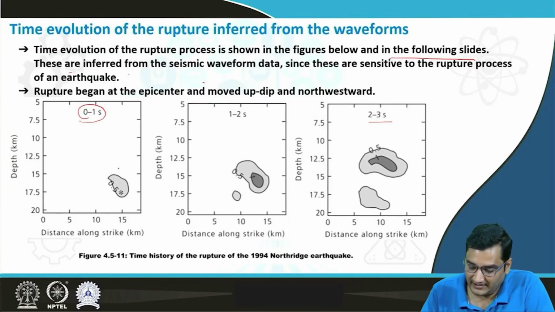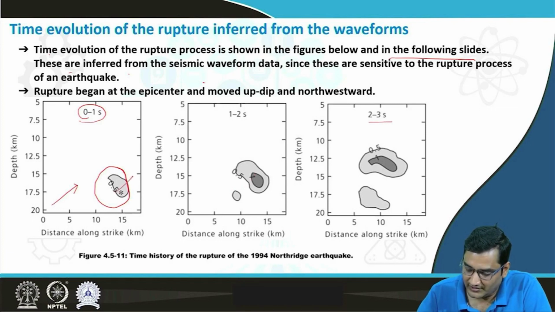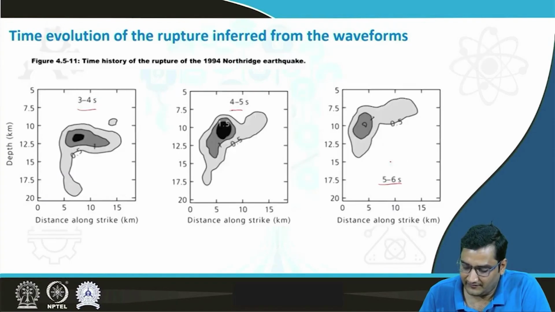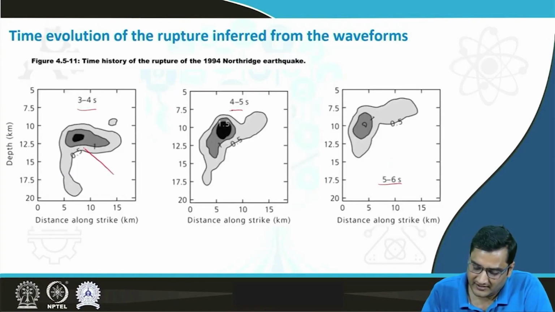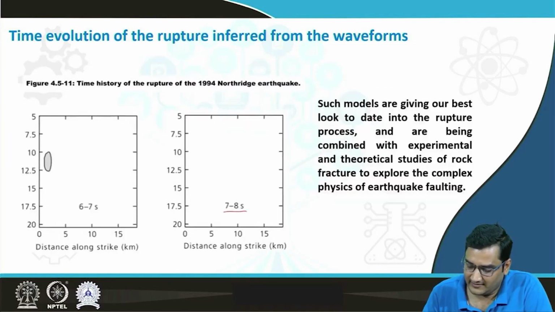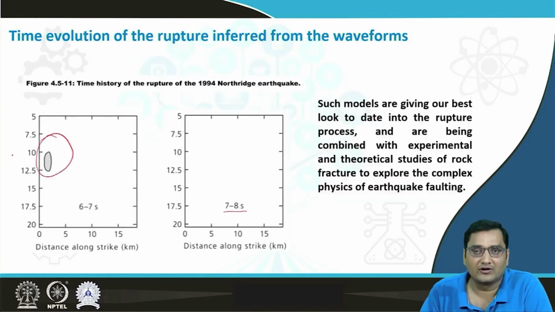And you can see the rupture has started at the epicenter location, and then it started to move in the up dip direction. So this is the up dip direction here. The rupture has started to move in this direction, and it keeps on moving in the same direction. After that it moves in the northwest direction like this, and then finally it settles itself in the northwest corner.